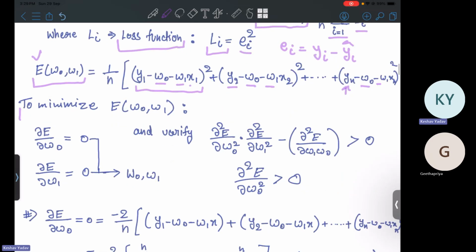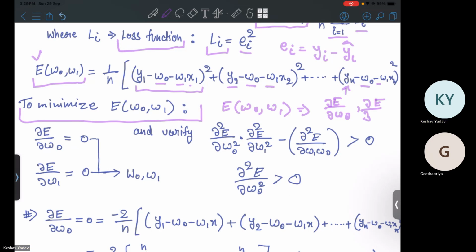Now we will try to minimize the cost function. E is a function of w0 and w1. So it will be a minimum or maximum when the partial derivatives, del E upon del w0 and del E upon del w1, are 0.